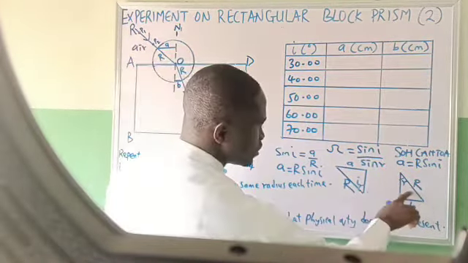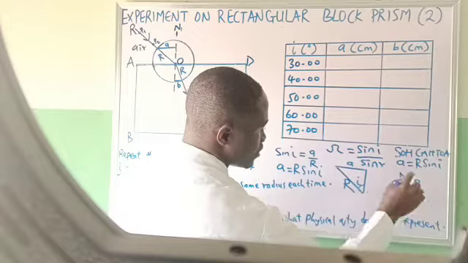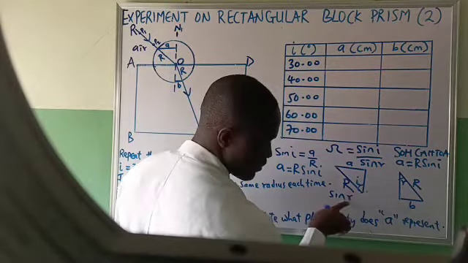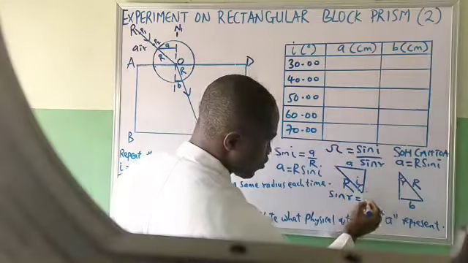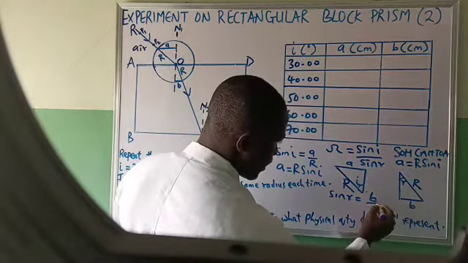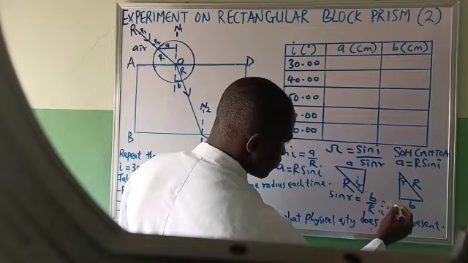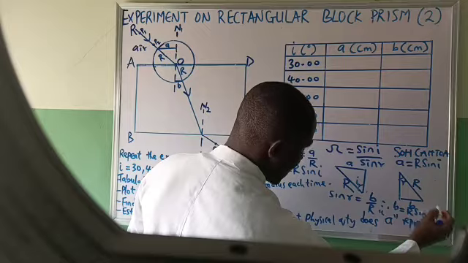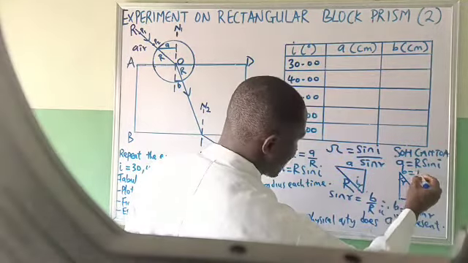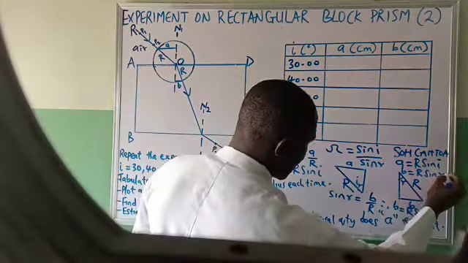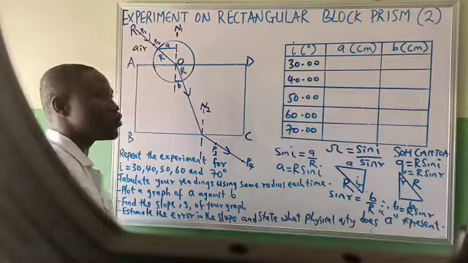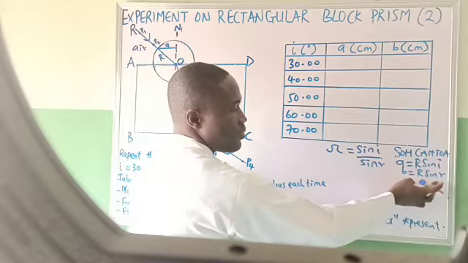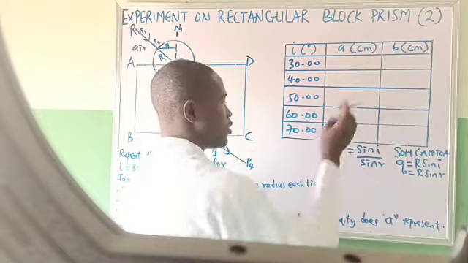Then for this one, this is b, this is R. So we now say sine of the angle of refraction is equal to opposite over hypotenuse. Therefore, b will be equal to capital R sine r. So b equals capital R sine r. That is the formula we are to use. After noting this, these are the formulas you have to use to get your a and your b.